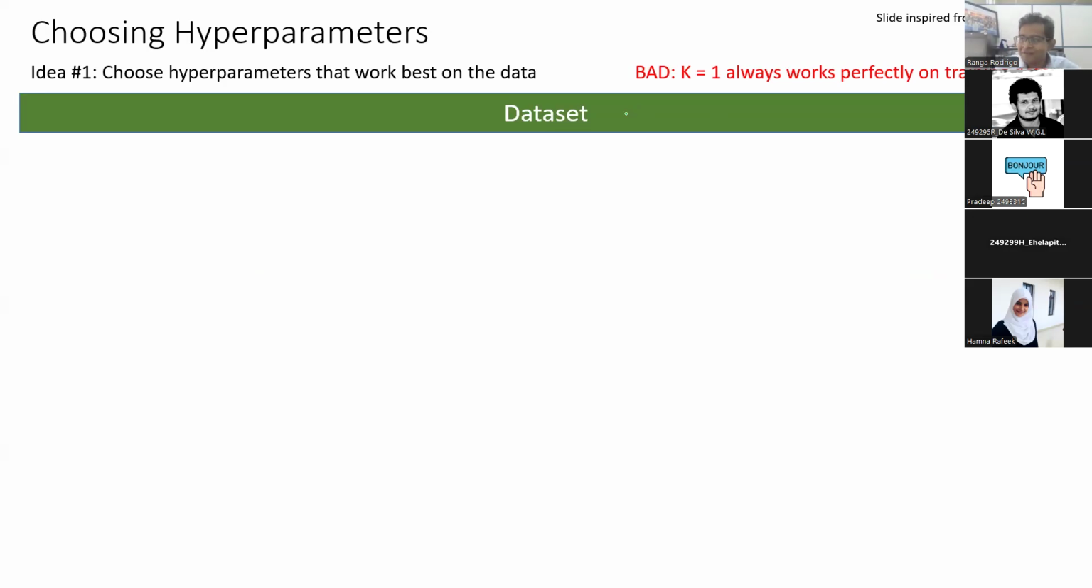Don't we take the K from the graph, like the elbow? Yeah, that's a good question. We can draw a graph and see what is the best value of K to use. That's true. There is a way to choose K, yes.